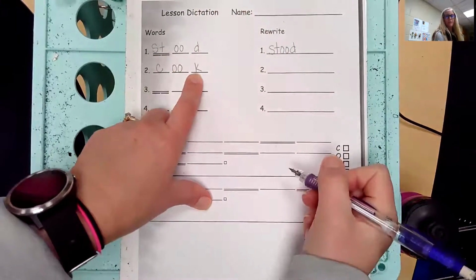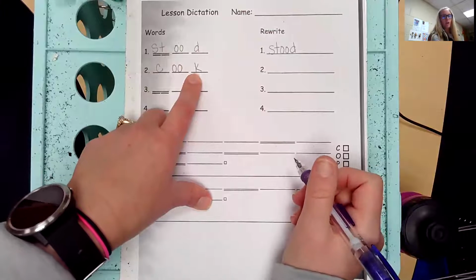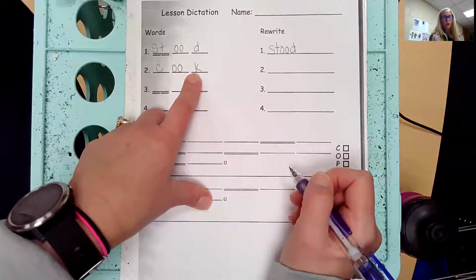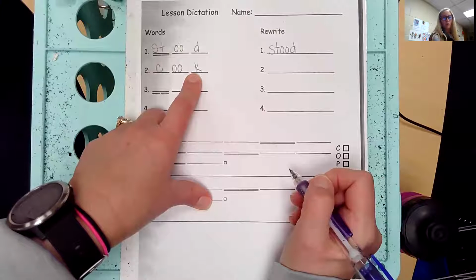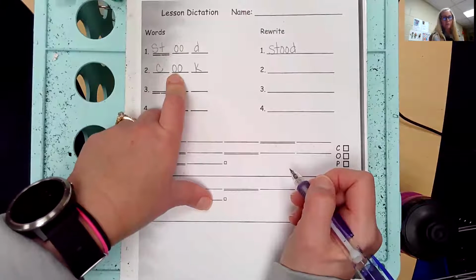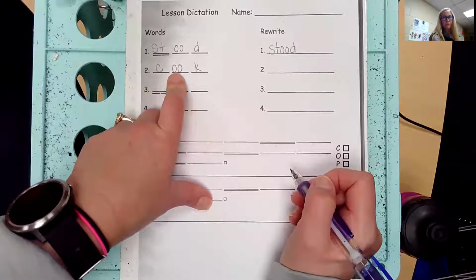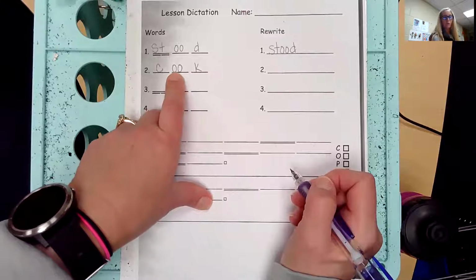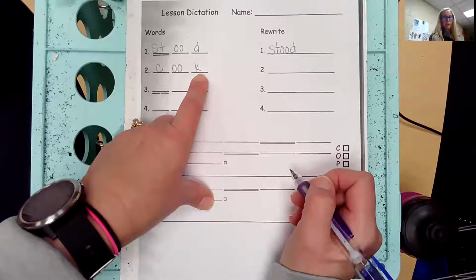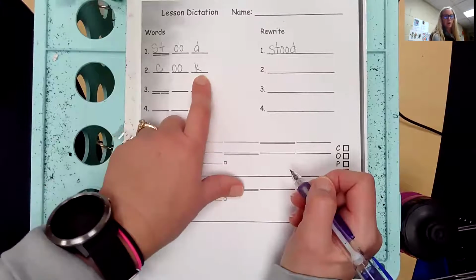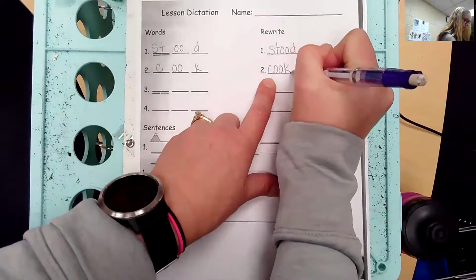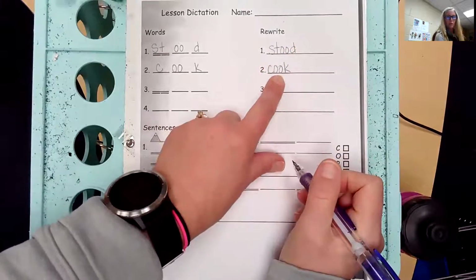All right, how do I know this is a C and not a CK? Well, the CK goes with our 1, 1, and 1 rule. One vowel, one syllable, one short vowel, and one sound at the end. But we do not have a short vowel here. We have a digraph here that makes a whole new sound. So we do not have a short vowel, so it's always going to end with a K when we hear the K sound at the end. If yours matches mine, slide it over. Okay, we have stood, cook.